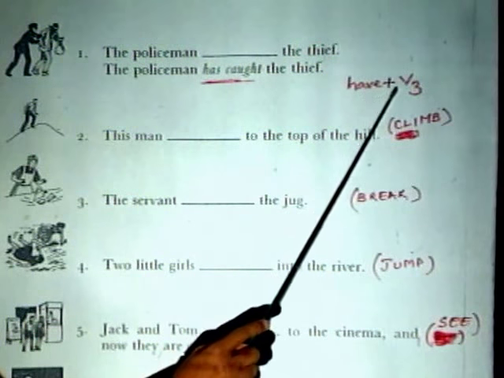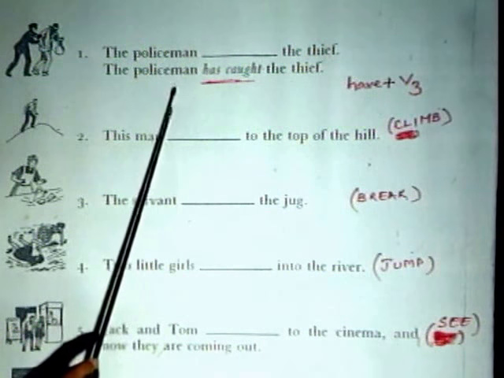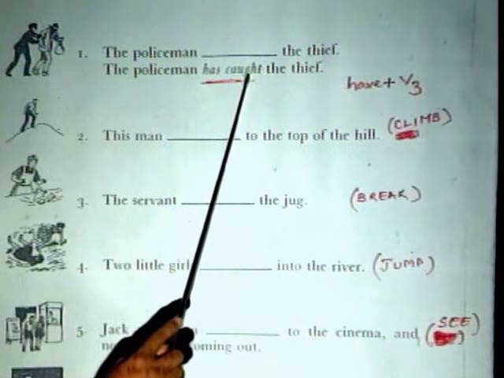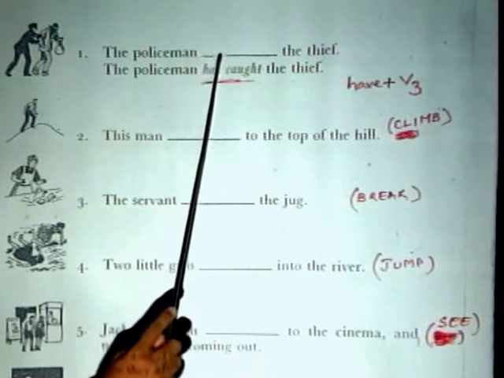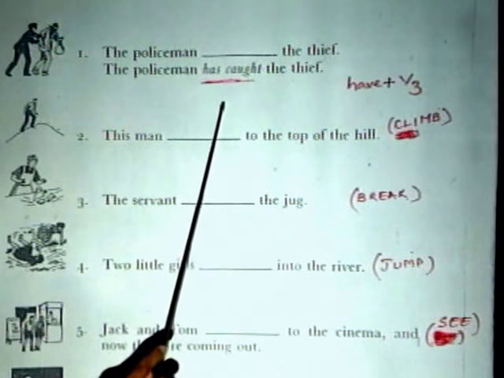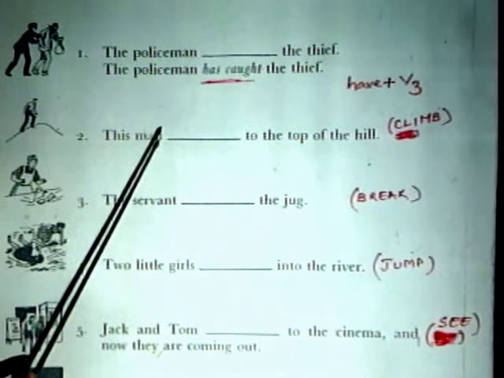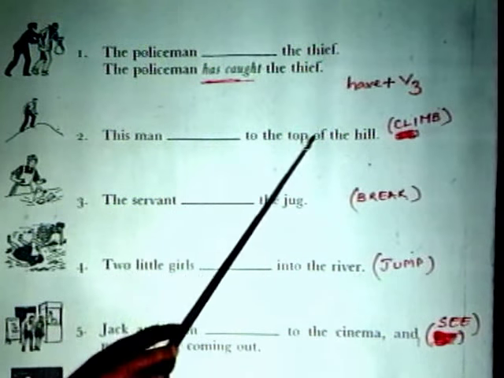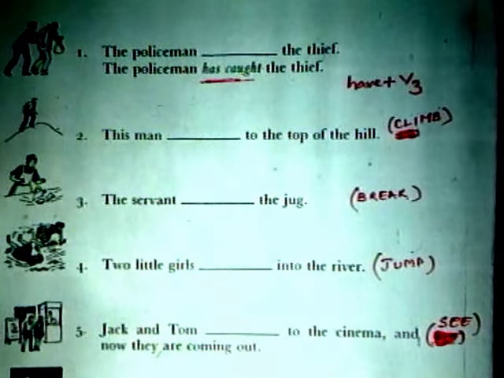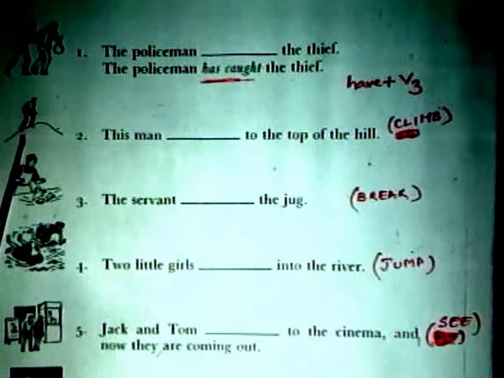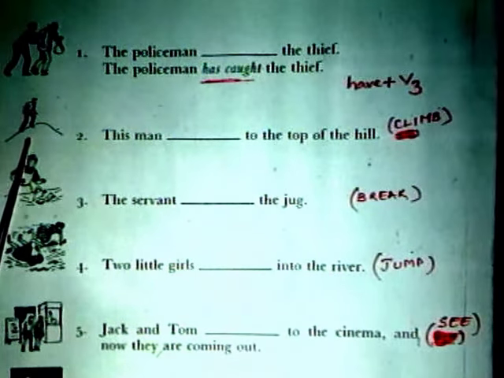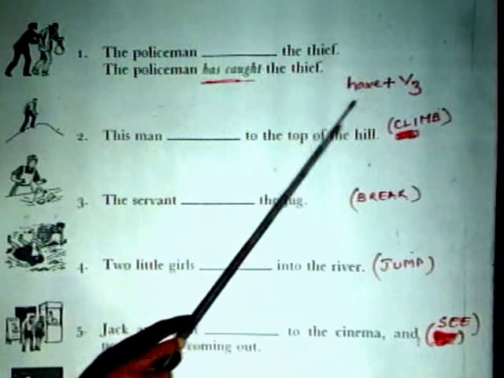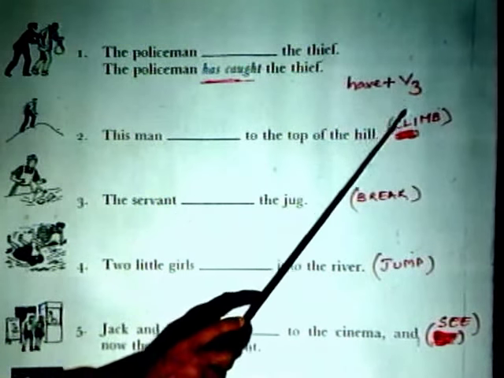This is it: have plus V3, for example. So this is the model sentence given, has is there, and you also have the V3 form of it, and that is how we write for this blank. Also you have the second, third and other following sentences. This man dashed to the top of the hill. That means you should think that he has already climbed. He has completed this action, the climbing activity. You have to understand and then write the third form of climb.